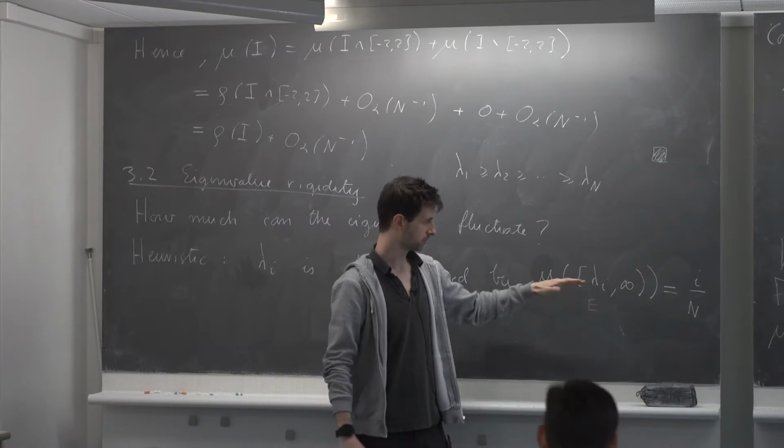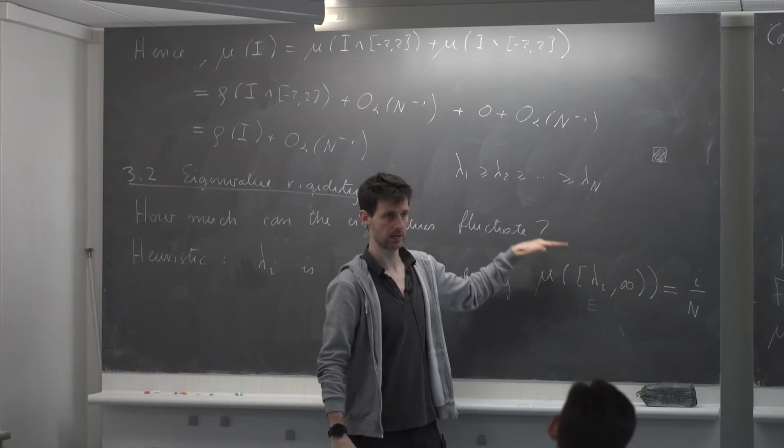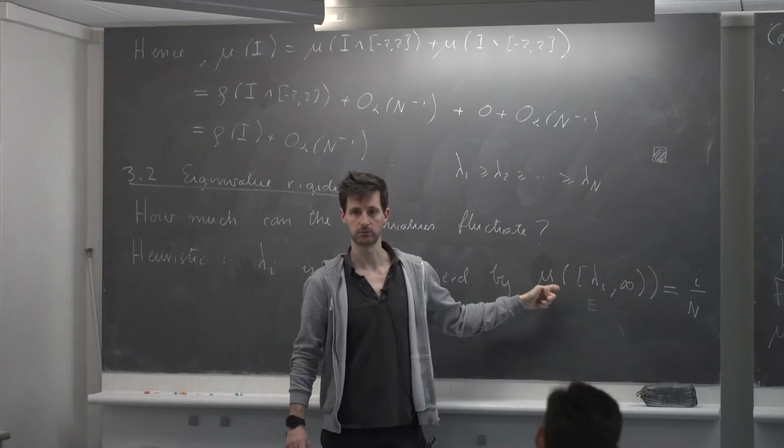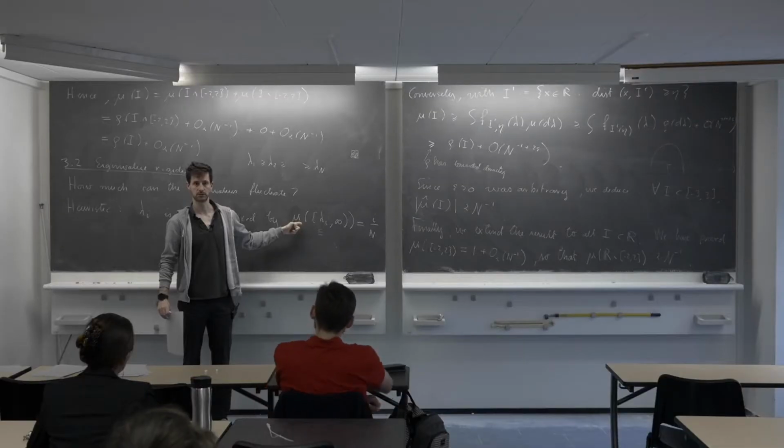This is a counting function which takes a step of size 1 over n every time you cross one eigenvalue. Is this clear? This is a very important formula. It's very important to understand this. Is it okay to everyone? Is it clear to everyone?